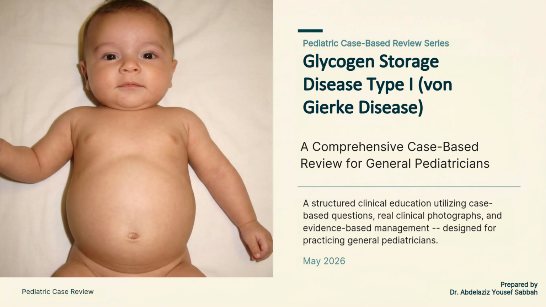Today's lecture is a comprehensive case-based review of Glycogen Storage Disease Type 1, also known as von Gierke disease, designed for general pediatricians. This is a disorder of glucose metabolism that classically presents in infancy with severe fasting hypoglycemia and a strikingly enlarged liver. We will work through 14 carefully crafted clinical cases, covering clinical presentation, examination findings, the underlying enzyme defect, the metabolic consequences, laboratory investigations, the difference between the A and B subtypes, diagnosis, dietary management, and the long-term liver, kidney, and metabolic complications.